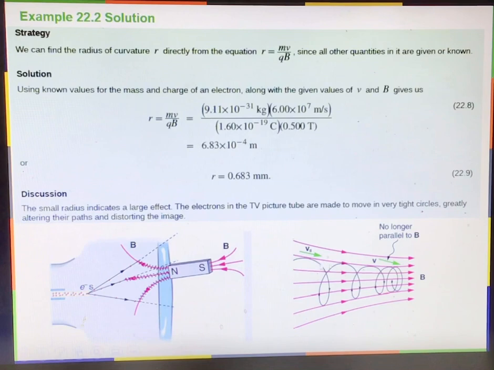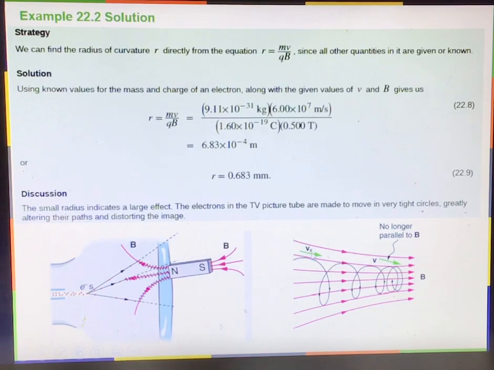You can really see this in this picture right here on the right. If these are the magnetic field lines pointing in the X direction, then you can see that an electron that was originally moving in a straight line is going to be caused to move in circles in a helical path as shown in this picture.